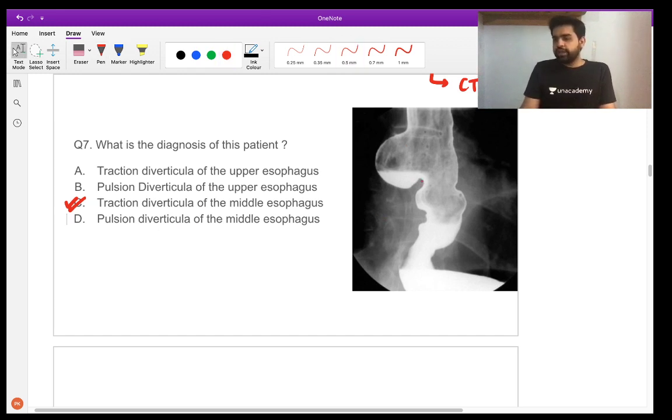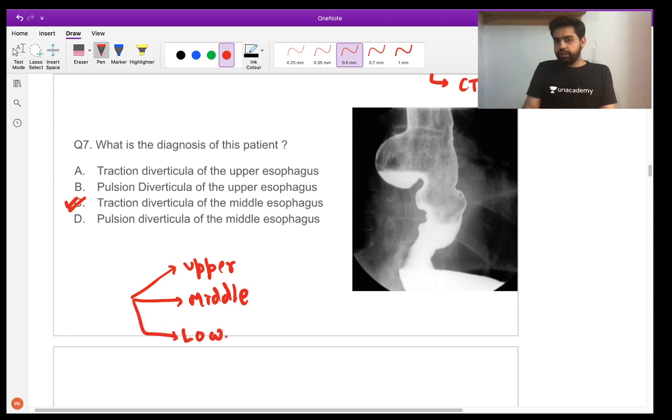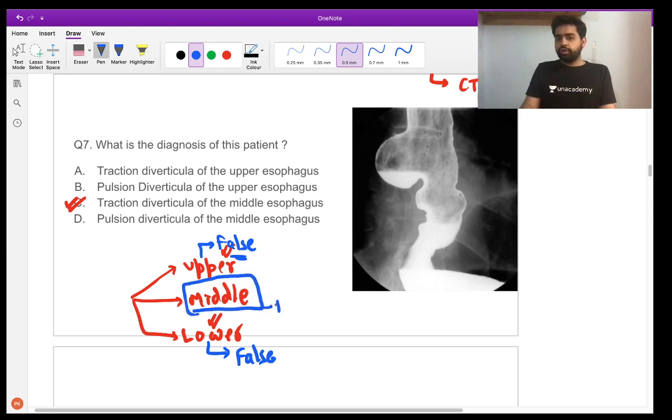I understand it is not given anywhere, but understand in the esophagus, what do we have? We can have diverticula in the upper esophagus, in the middle esophagus, or in the lower part of the esophagus. Out of these, the upper esophageal diverticula and the lower esophageal diverticula are the false diverticula. Upper esophageal diverticula, what is the name of that? Zenker's diverticula. It is a very, very important topic. In the lower esophagus, the name is epiphrenic diverticula. So these two are the false diverticula. But the middle esophageal diverticula are usually the true diverticula.